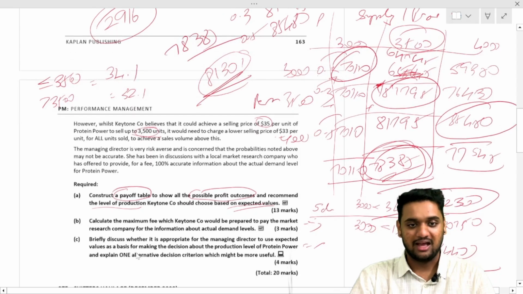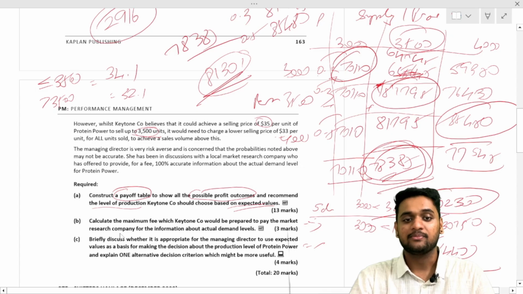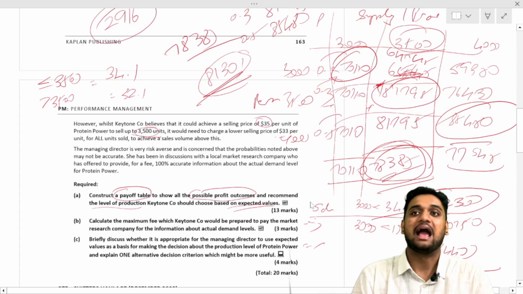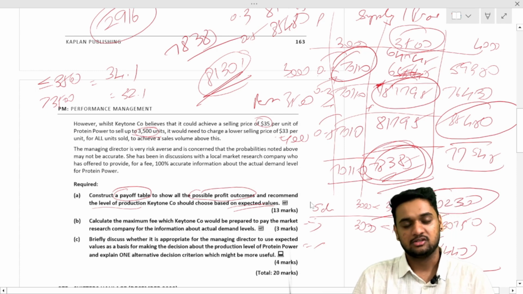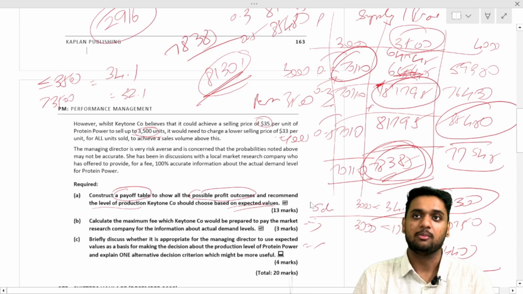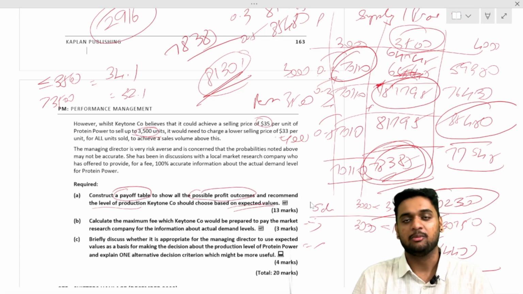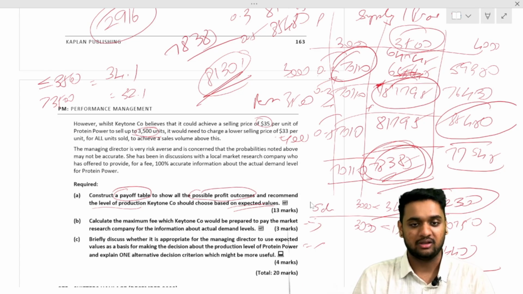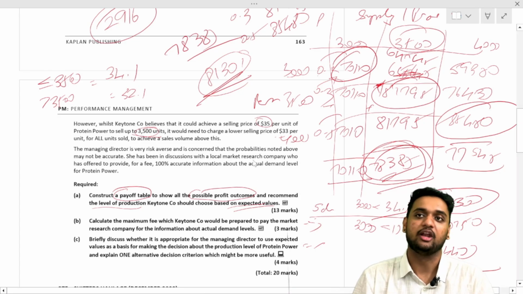That is what they are asking in the second part. Calculate the maximum fee which the company would be prepared to pay the market research company for the information about actual demand levels. Some information company is there. He will tell the actual demand, how much will be there. If he tells actual demand, we will be ready to pay him 2,916. That's the maximum amount. They have clearly asked what is the maximum amount you will be ready to pay him.